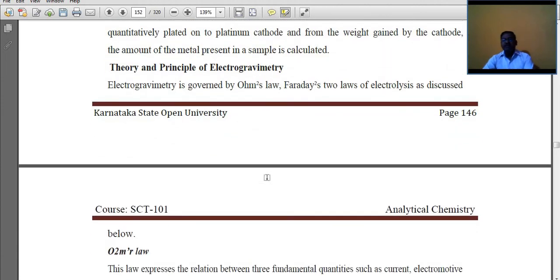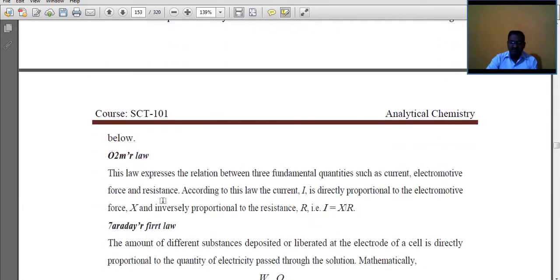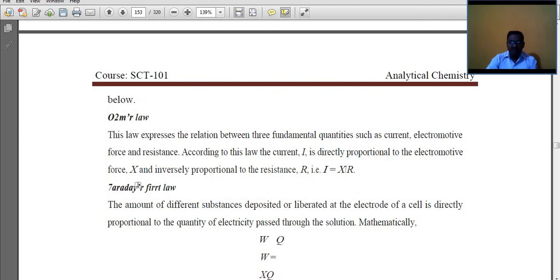What is the theory and principle of electrogravimetry? The electrogravimetry is governed by Ohm's law and Faraday's two laws of electrolysis. First, Ohm's law. What is the Ohm's law? This law expresses the relation between three fundamental quantities such as current, electromotive force and resistance. According to this law, the current I is directly proportional to the electromotive force E and inversely proportional to the resistance R. Current I is equal to E by R.